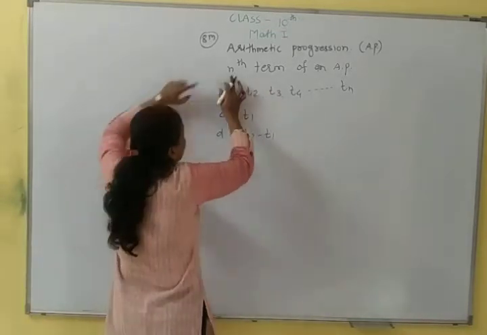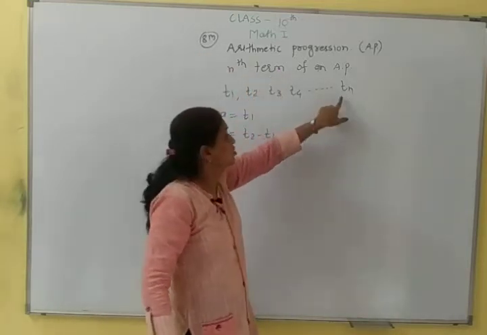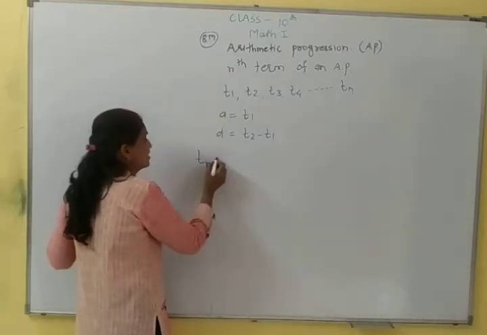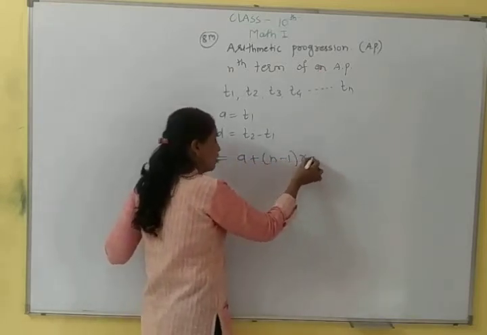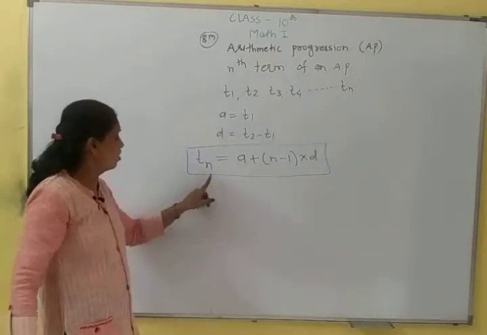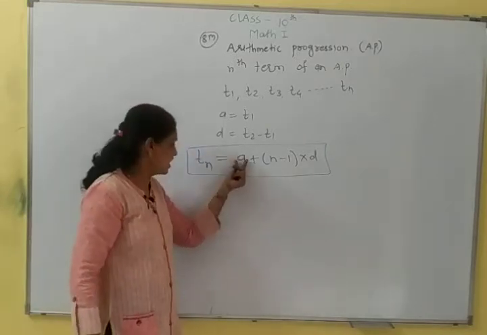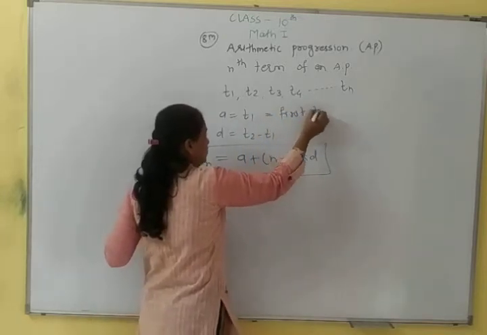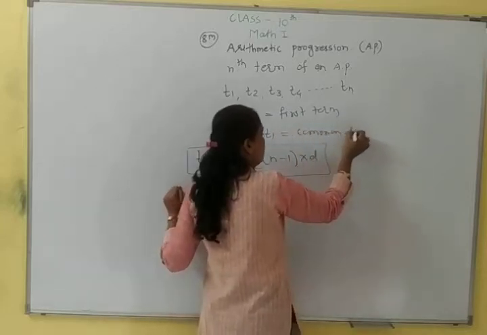Then the general term, this is the nth term of an AP, or it is called the general term of an AP. So the general term of an AP is Tn equal to A plus n minus 1 into D. This is the general term of an AP or nth term of an AP. Here A means first term, T1, and D equal to T2 minus T1 is the common difference.